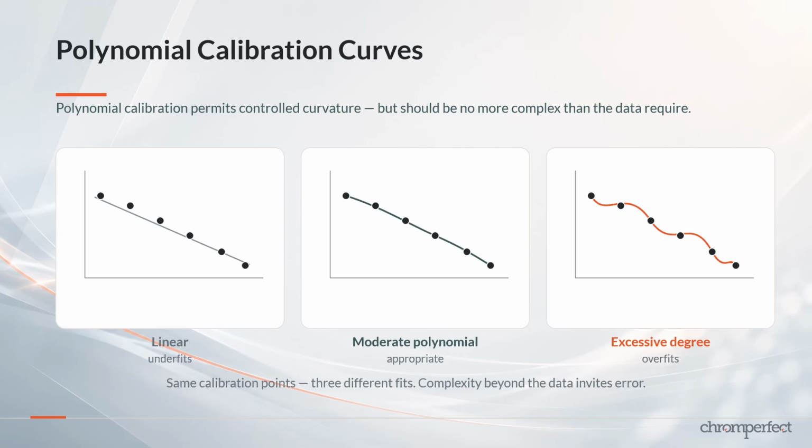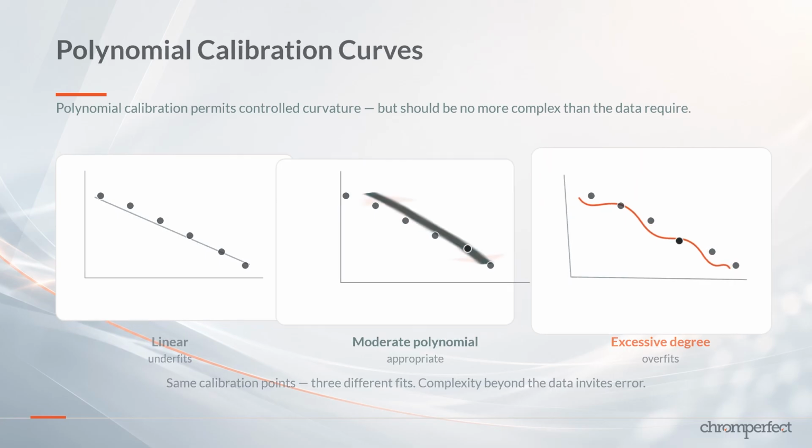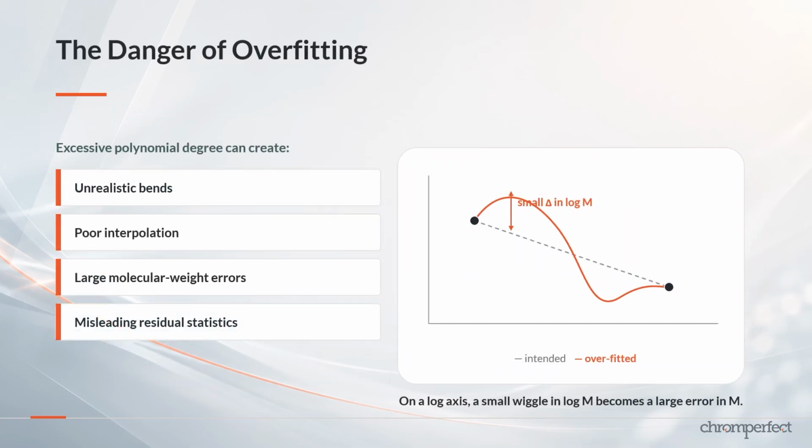The degree of the selected polynomial must be justified by the available calibration data. A higher degree curve can follow curvature more closely, but it also requires more reliable and well-distributed data points. Using a polynomial degree that is too high for the number or quality of the calibration points can create unrealistic bends between points. These bends may not be obvious when looking only at residual statistics, but they can produce serious errors when sample data are converted to molecular weight. The curve should therefore be no more complex than the data require.